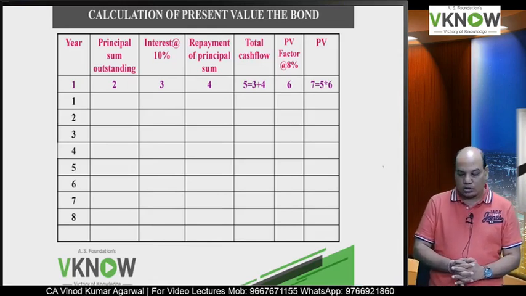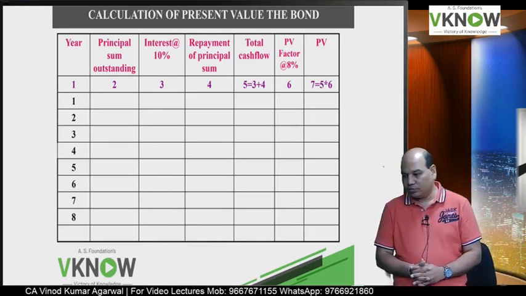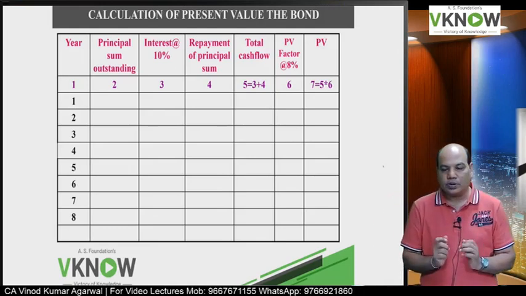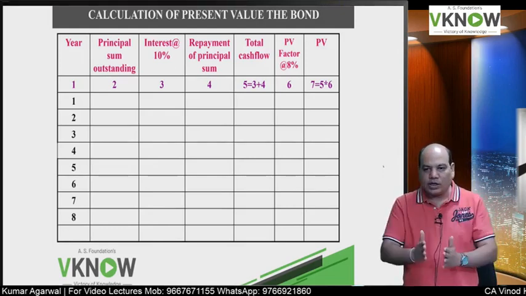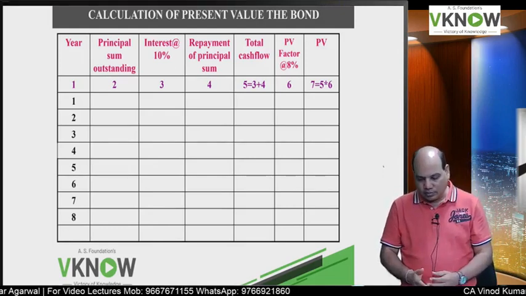Heading: calculation of the present value of the bond. In such a question, you first have to make a list of the cash flows that the bond will generate.